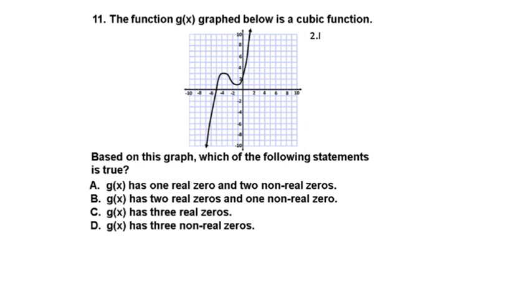Next, 11. Function g of x graphed below is a cubic function. Based on this graph, which of the following statements is true? What does a cubic function look like? Well, it's going to be something: g of x equals something times x cubed.